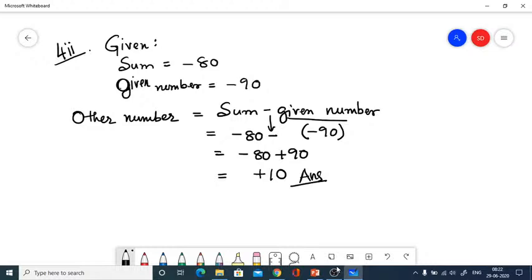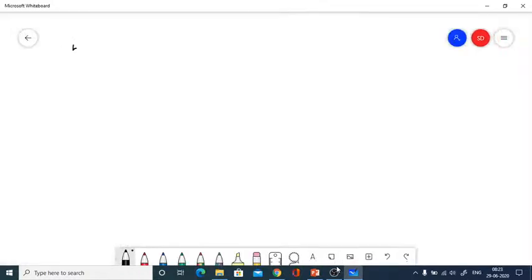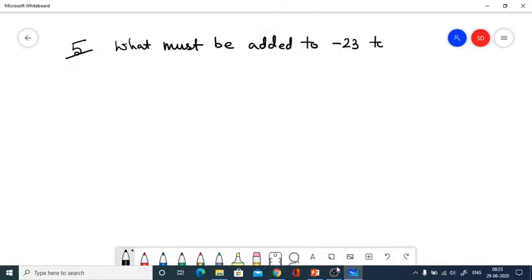Then we have exercise 3.3 question number 5. It is same as this. Still I'll do it for you. Question number 5. What must be added to minus 23 to get minus 9?